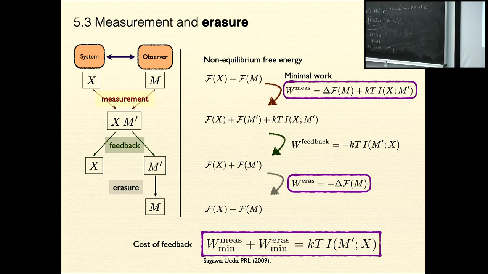So the feedback is that now you have a memory and a system that are correlated. So now you know basically the state of your system. And what you want to do is that based on this knowledge, you want to extract energy from the system.